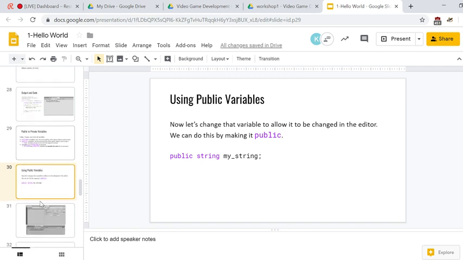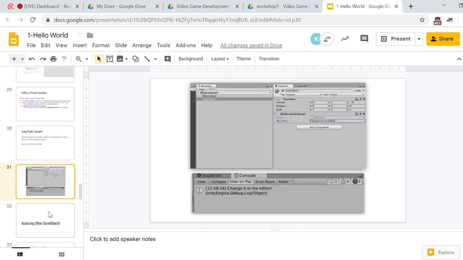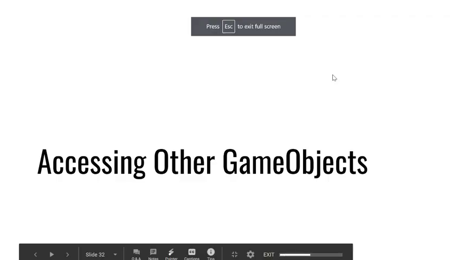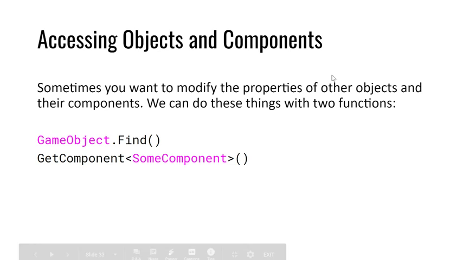Moving on. Accessing other game objects. When you have multiple game objects, sometimes you want one script to access another one. For now, we'll be using GameObject.find, but I highly recommend that you never touch this ever because it's kind of slow.